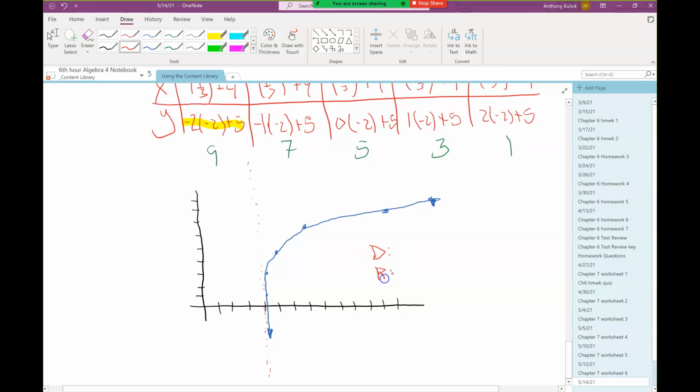And the last thing I need is the domain and range. So the domain, again, is h to positive infinity, and the range is all real numbers. And that's it. This is good.